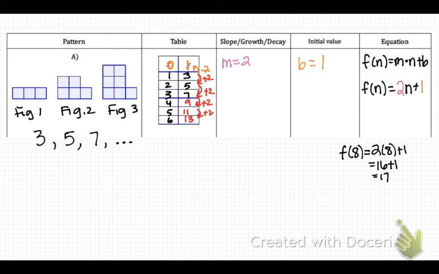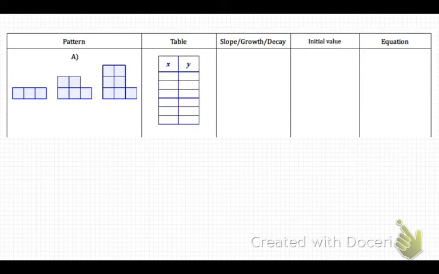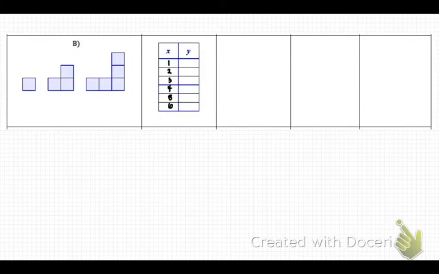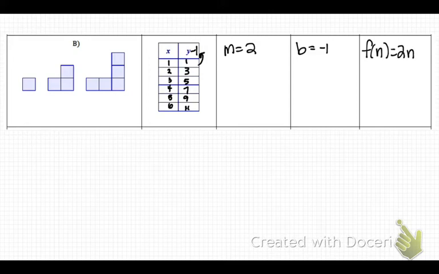Okay. Can you guys try the second one for me, please? Okay, I'm going to start putting up these answers. Okay, so this slope was the same as the first one, yes? Okay, my b value, however, was different. I have to subtract: 1 minus 2 is -1. Is that what we got? So I have f of n equals 2n minus 1.